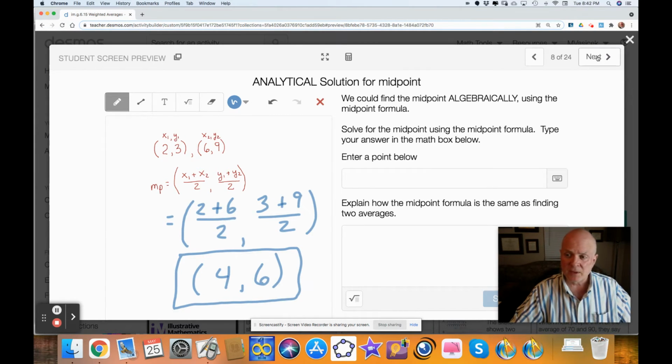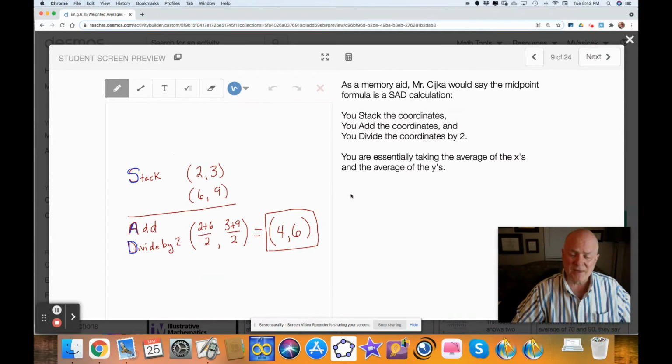Mr. Chica gave us a memory aid, and he would say, you stack, add, and divide. It's a SAD calculation, and it's not really sad. This is a memory aid. You stack these variables, you add them, and then you divide it by 2 because you're adding two numbers and you divide by the number of numbers you added. So really, this is just an average. It's an average of the x's, and it's an average of the y's. And so this is the same as using the algebraic or analytic method, which is where you're using the formula, only he just expresses the formula a little bit differently.